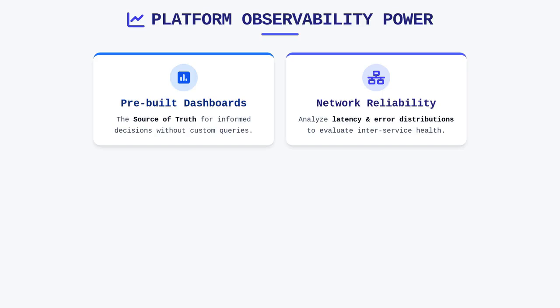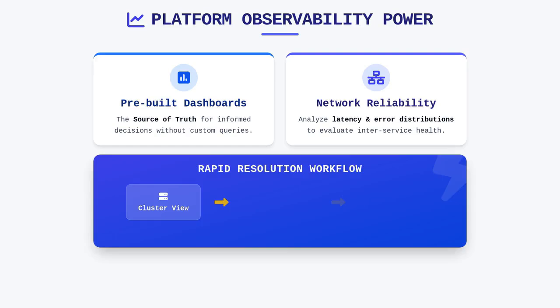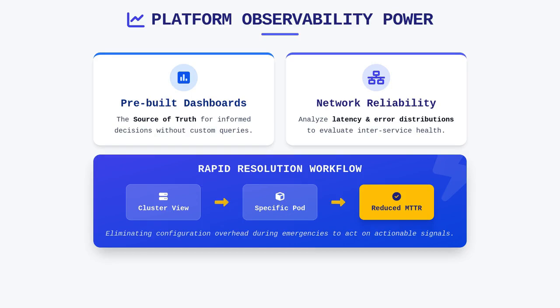By reviewing the latency and error rate distributions, you gain insight into the network reliability of your inter-service communications. When you find an issue, you can immediately pivot from a high-level cluster view to the specific problematic pod and analyze its local metrics. This streamlined workflow reduces mean time to resolution by removing the overhead of dashboard configuration during the heat of an emergency.